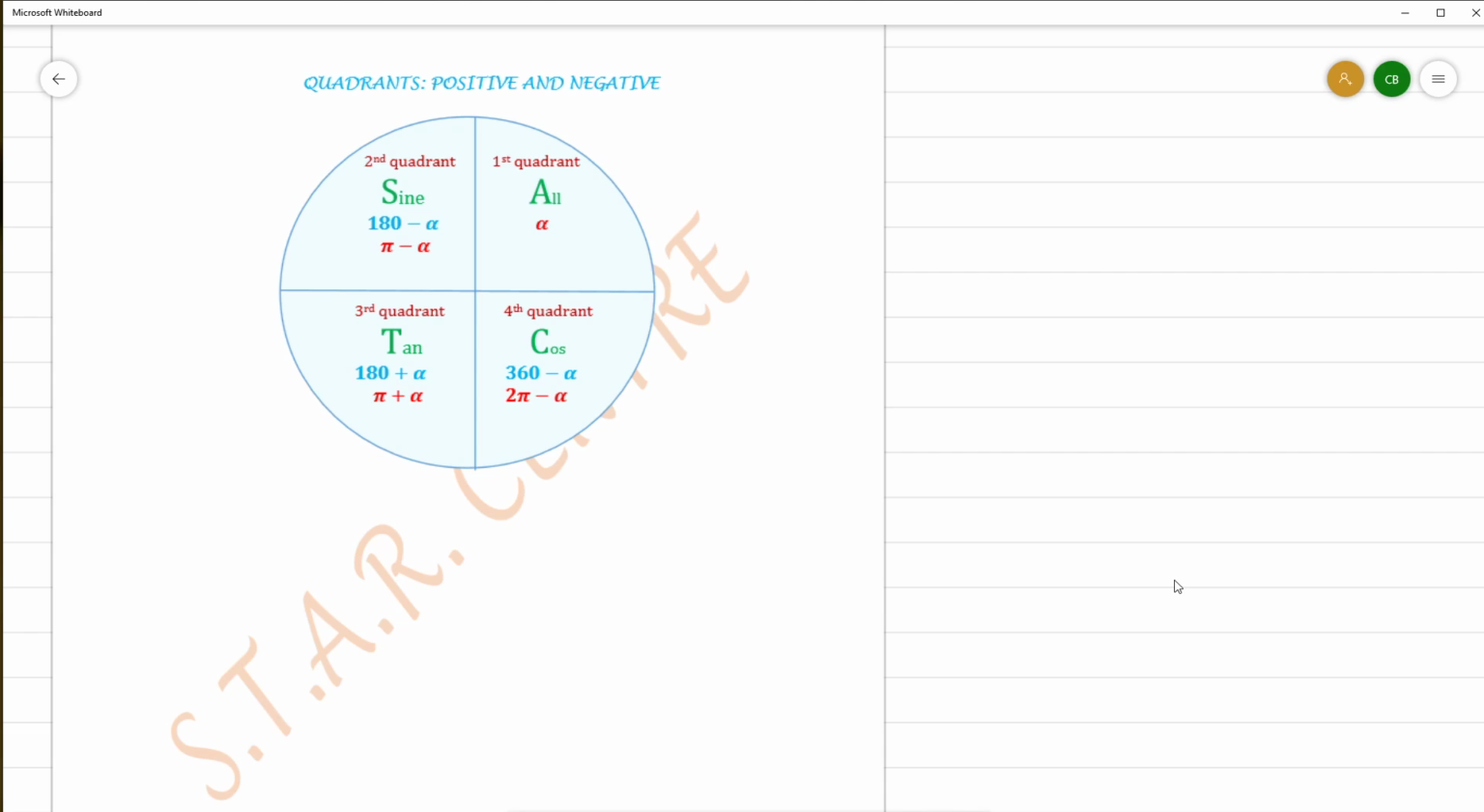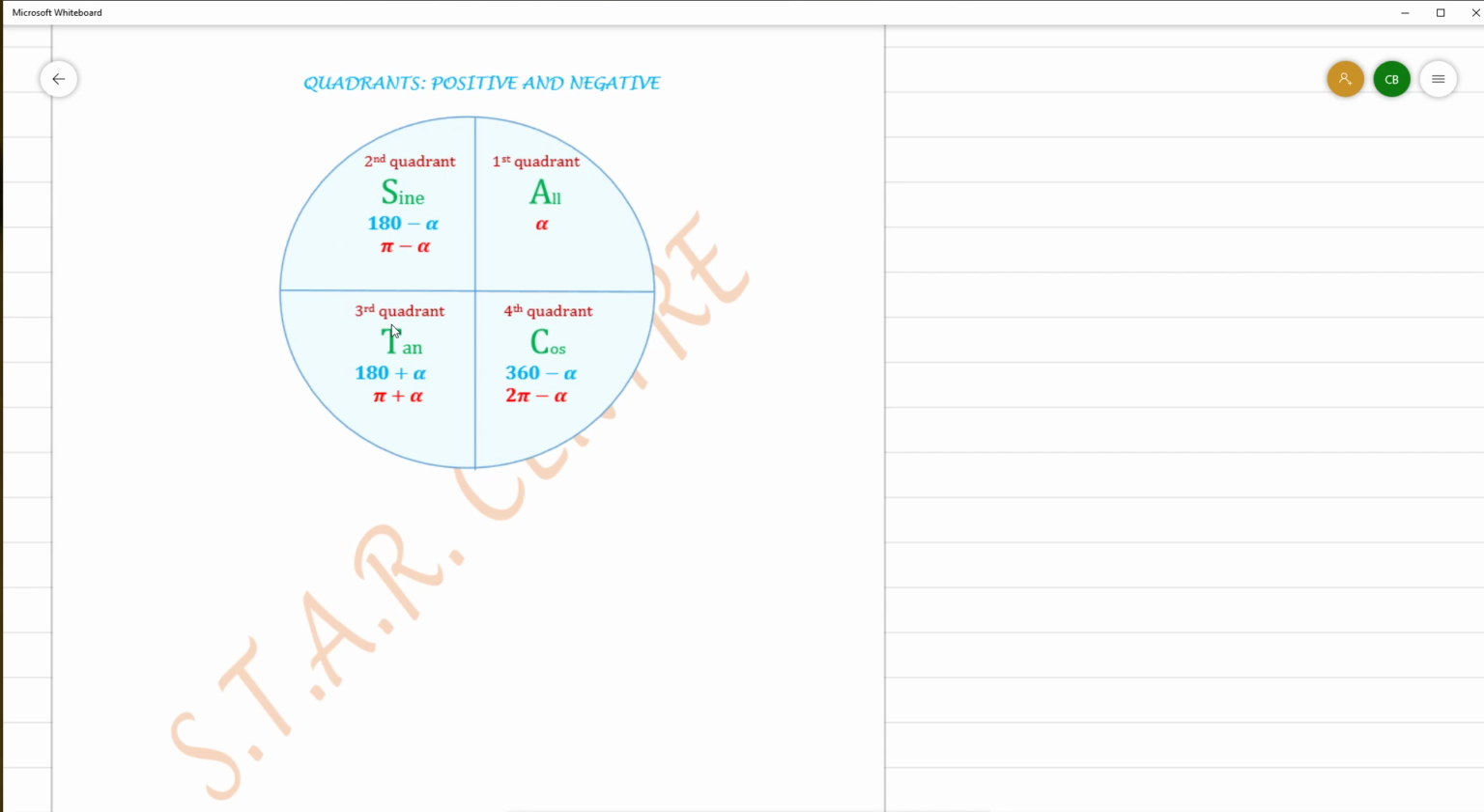Another thing that we need to know about quadrants is that they have this property which tells us which trig functions can be positive or negative. So in the first quadrant, this is where all our trig functions are positive: sine, cos, and tan. The second quadrant, only sine is positive. That means the other two functions, cos and tan, would be negative here.